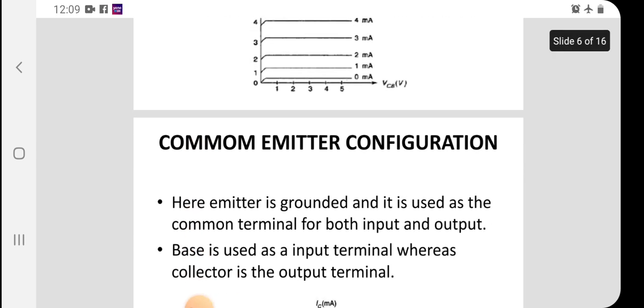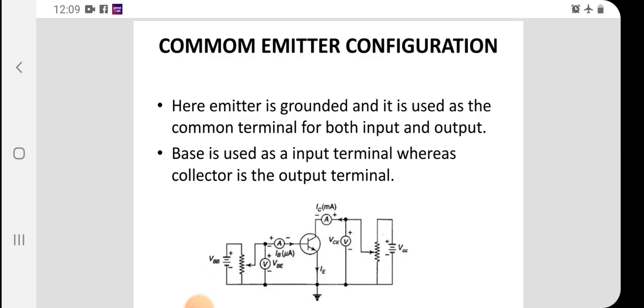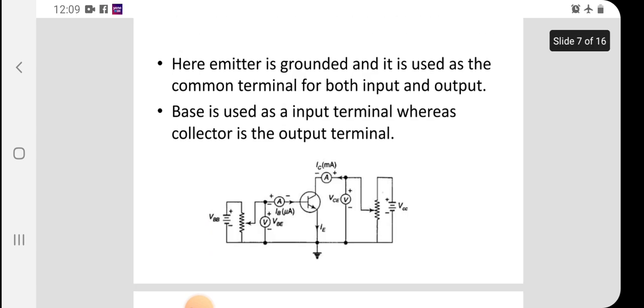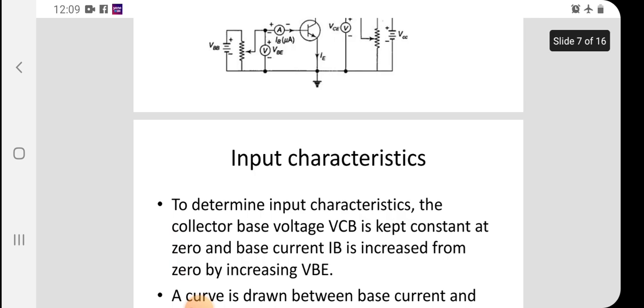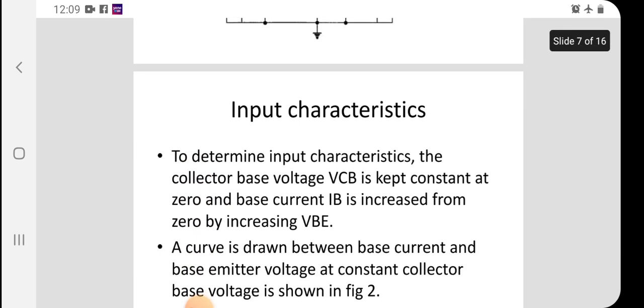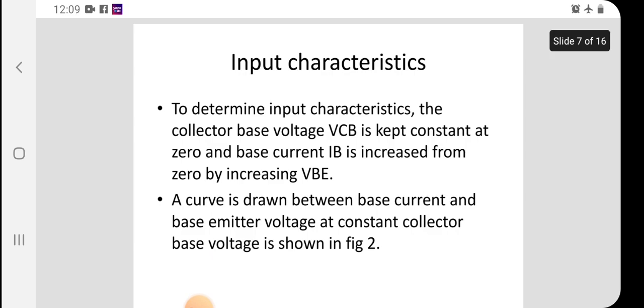The third one we shall see is the common emitter configuration. Here we can find that the emitter is common between your input and output. The base is used as an input terminal, whereas the collector is the output terminal. We shall see the input characteristics for common emitter. In order to determine input characteristics, the collector emitter voltage is kept constant and your base current is increased from 0 by increasing your base emitter voltage.